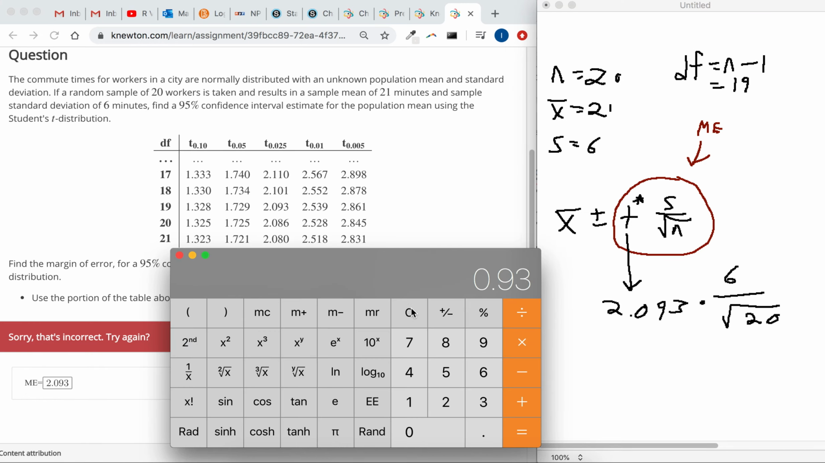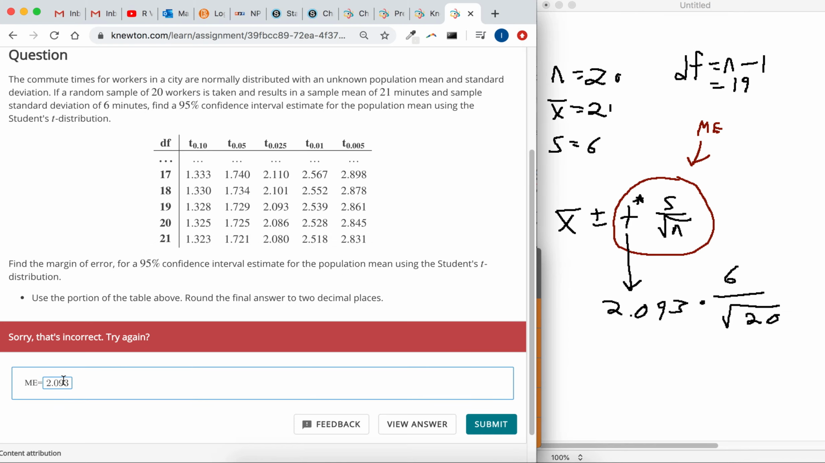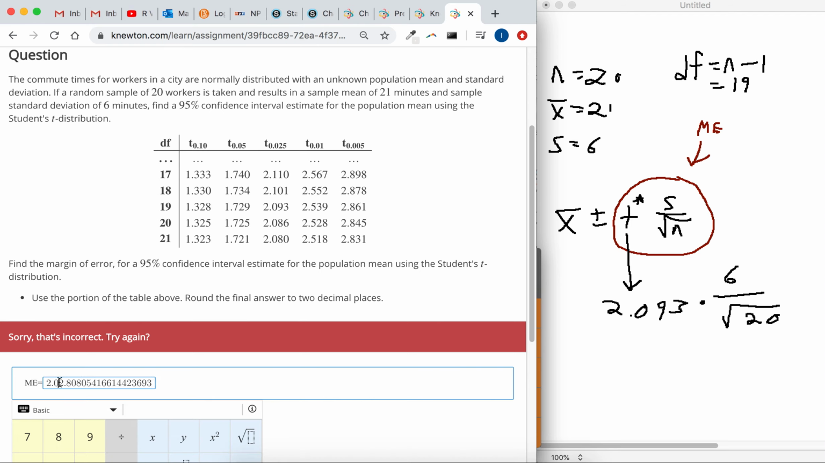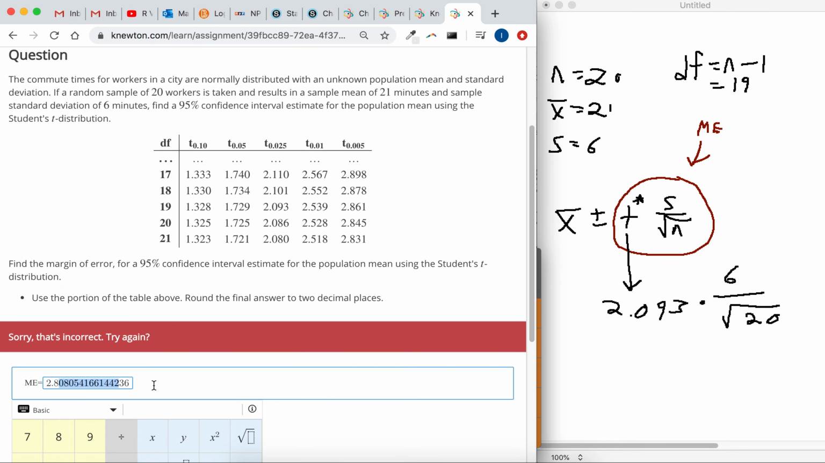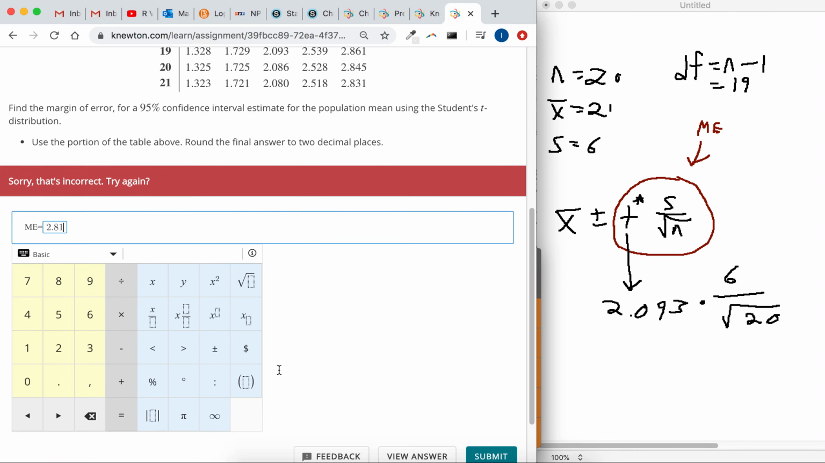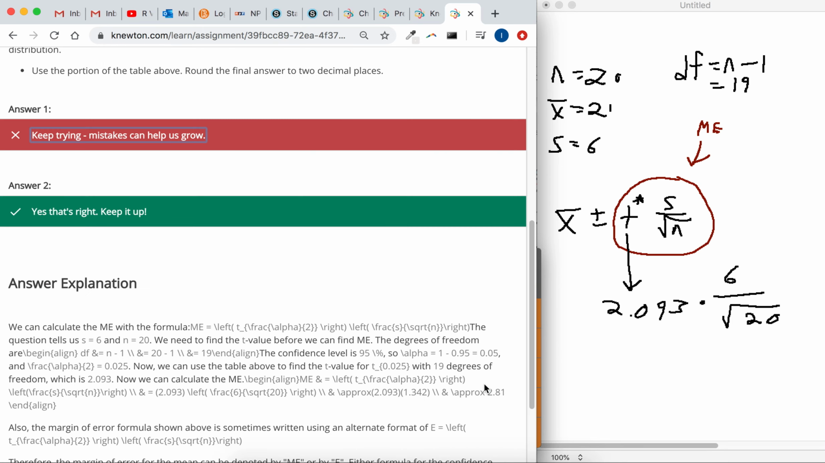So when I do this with my calculator, I do the square root of 20 first. Then I do 6 divided by the square root of 20. That way I can copy and paste quickly. Times 2.093. So that's our margin of error, 2.808. And they want 2 decimal places. So 2.81. There we go.